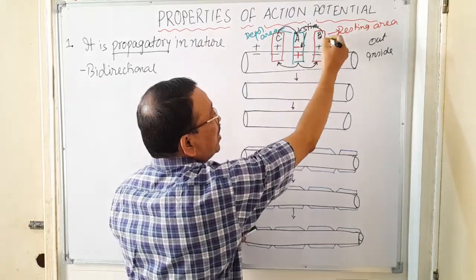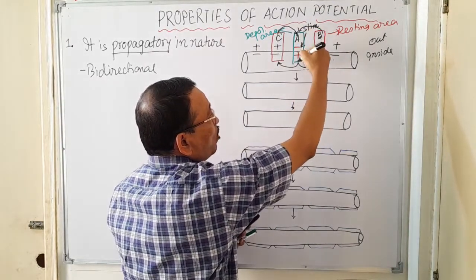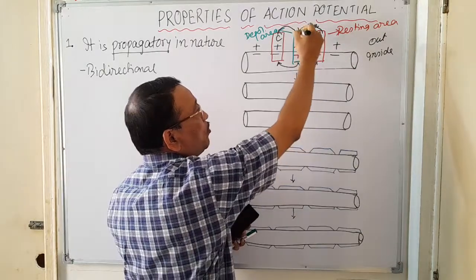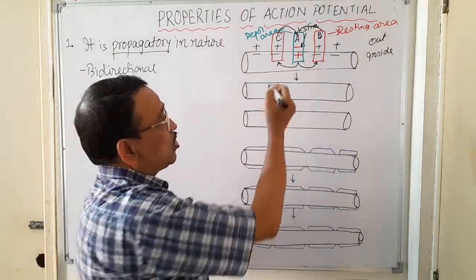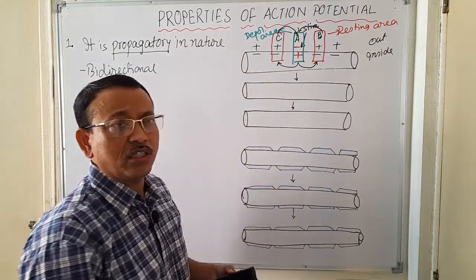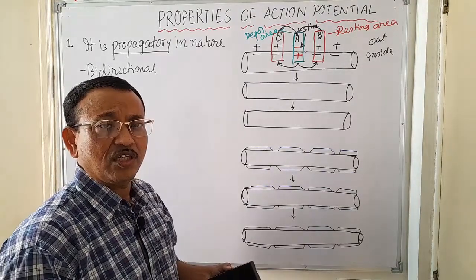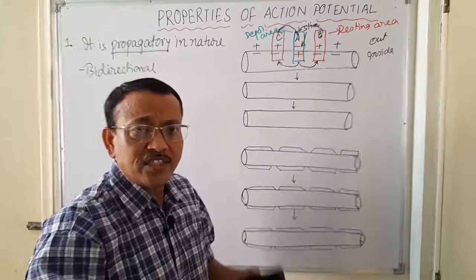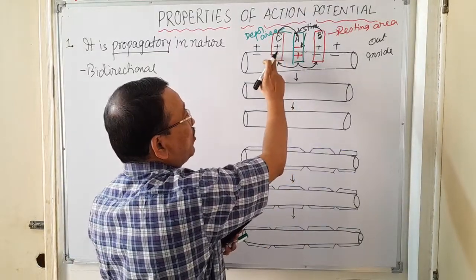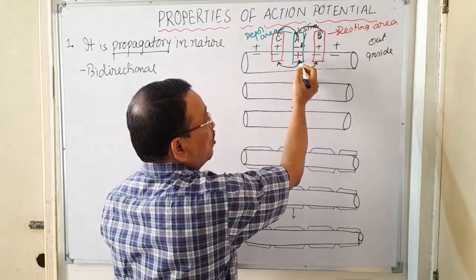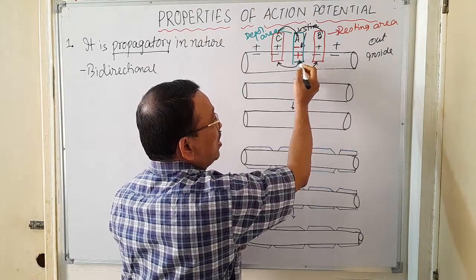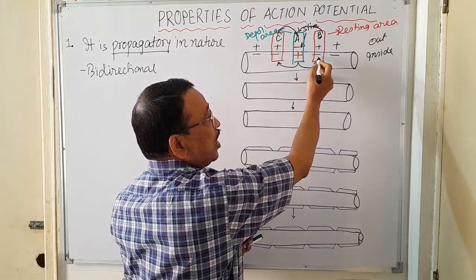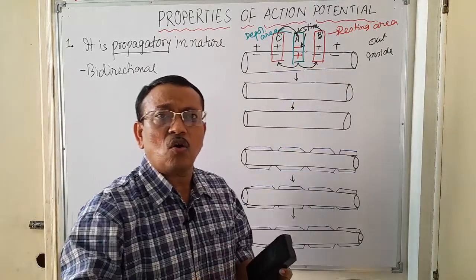So here a local circuit will be created and operated, and here also a local circuit of positive ion flow will be operated. Now because of this flow of positive ions due to the local circuit, what happened? Here inside electronegativity will be decreased, because positive ions from this area will come to this area, making this area less electronegative.